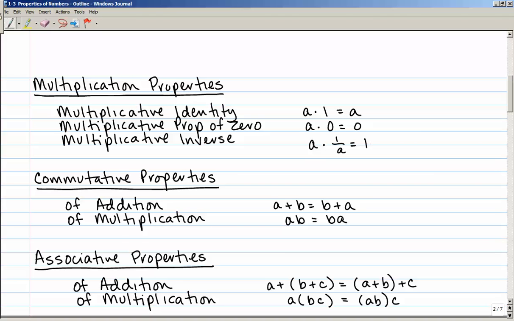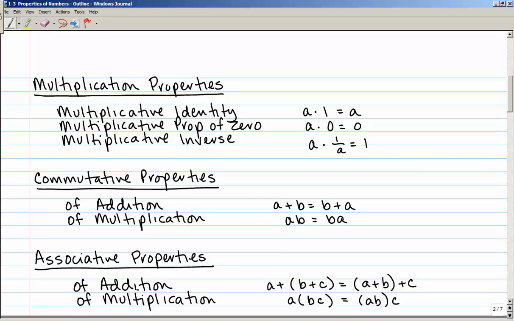The two commutative properties we have are of addition and multiplication. Commutative property of addition says A plus B is equal to B plus A. In other words, the order that I add does not matter. The commutative property of multiplication says A times B is equal to B times A. So the order that I multiply does not matter. I can rearrange them.